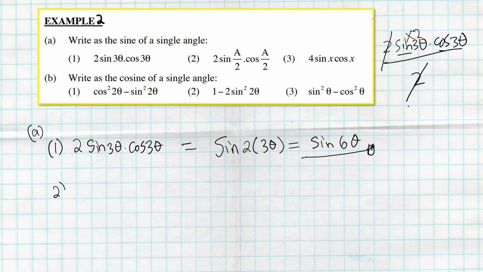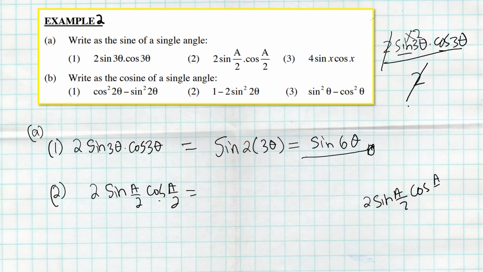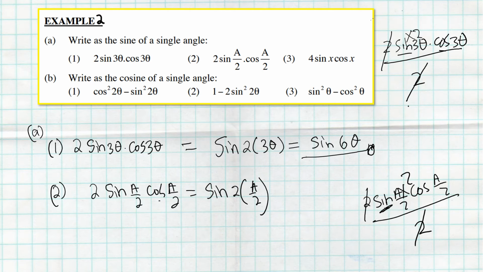Let's just look at number 2 now. Again, you are given 2 sine a over 2 cos a over 2. We can clearly see this is double angle for sine because we have sine, cos, and they're multiplied by 2. So we divide the whole expression by 2. Let me just show you here separately. We divide the whole expression by 2. 2 and 2 cancel out each other. Then when there is sine, we multiply the angle by 2. So it will be sine 2 into a over 2. Then 2 and 2 will cancel out each other. You'll be left with sine a. Very, very important there.